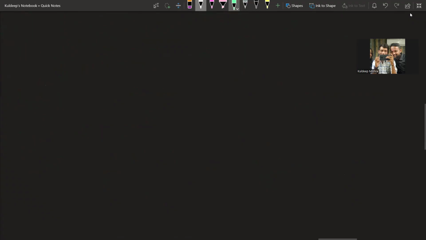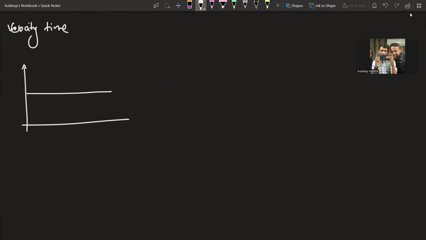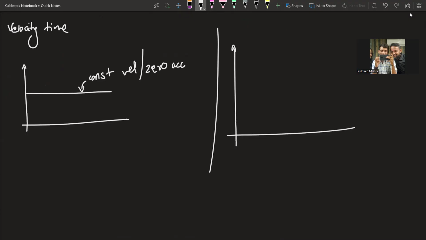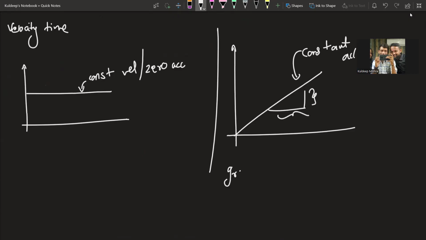Velocity time graph, right? So if it's a velocity time graph, so this would mean it's constant velocity or zero acceleration. Okay. Zero acceleration. This would mean constant acceleration. And how do you find the acceleration? Again, you find the gradient. Gradient will give you the acceleration. And gradient, how do we find gradient? Y2 minus y1 over x2 minus x1.